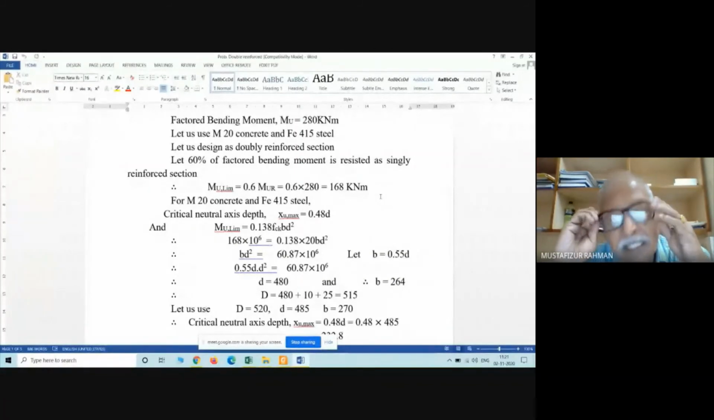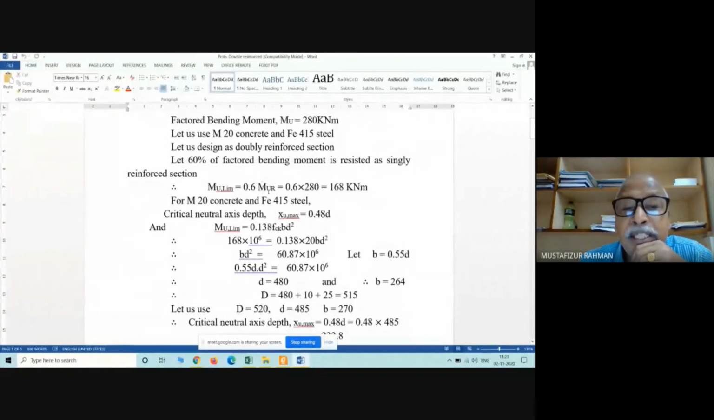So now see here. We have Mu limit is equal to 0.6 MUR. MUR is equal to Mu. This we have at the very beginning. MUR is the factored moment of resistance, and Mu is the factored moment. So the limiting moment of resistance, ultimately 168 kilonewton meter, will be resisted by the section as a singly reinforced section.